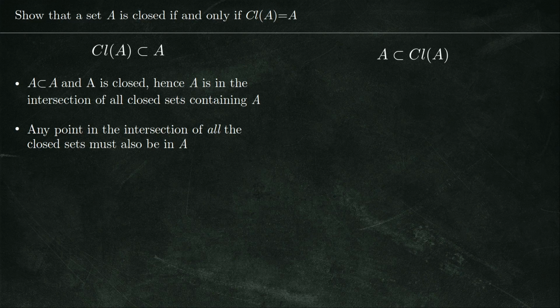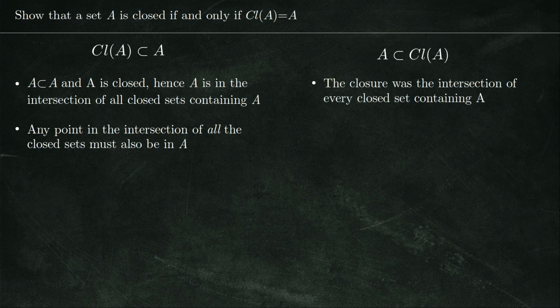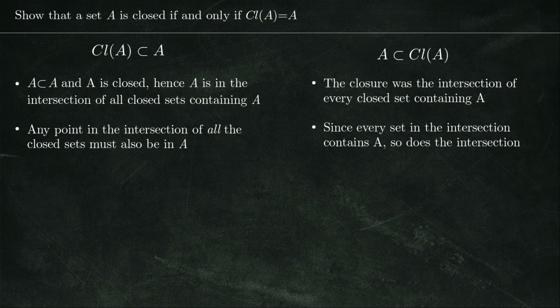Okay, so now you've had a think. Let's go through this. Closure by definition was the intersection of every closed set that contained A. Since every set in the intersection contains A, so does the intersection itself. And in fact, this inclusion holds even if A is not closed. A is always a subset of the closure. And we've seen that in all the examples we've had.